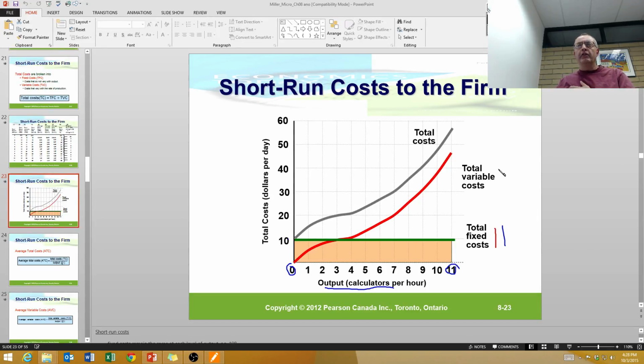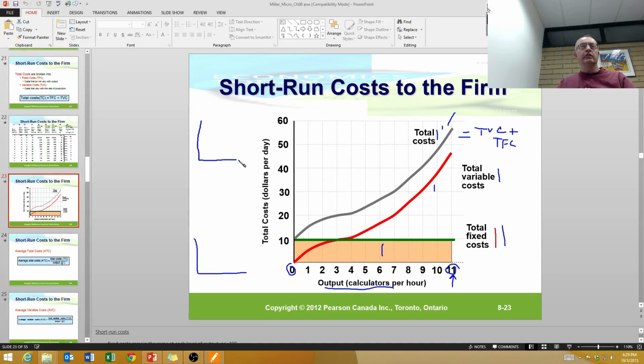And we have variable costs, which increase as our level of output increases, and the total cost is simply the sum of total variable costs plus total fixed costs. So to get this gray line here, we simply add this green line to the red line, and that gives us the gray line. So you'll notice something in this diagram. The total variable cost line is not linear.